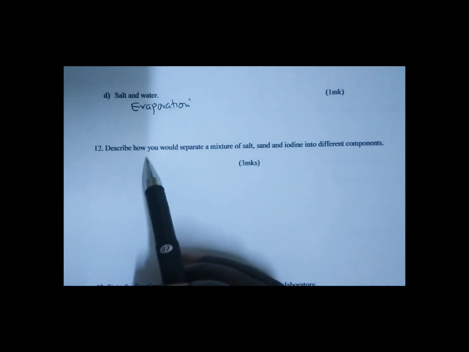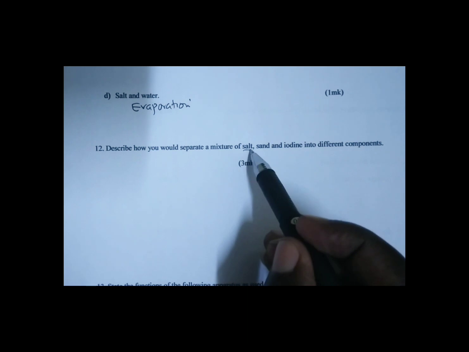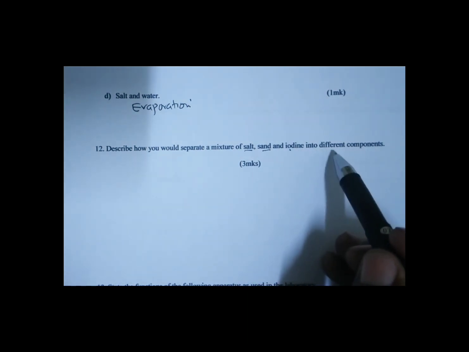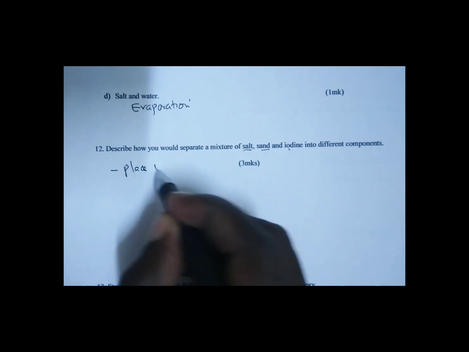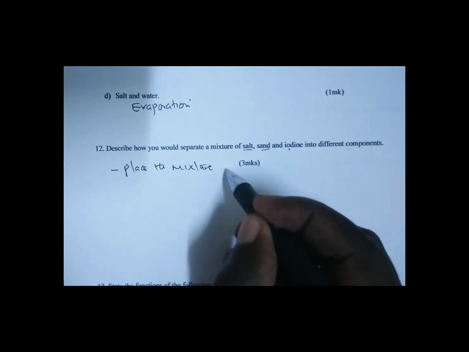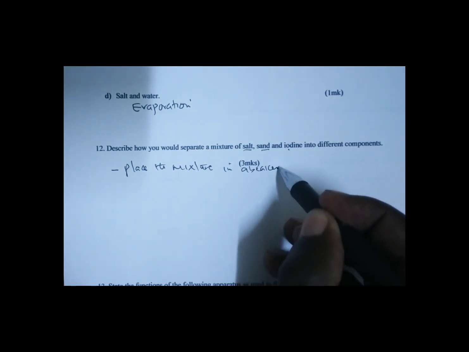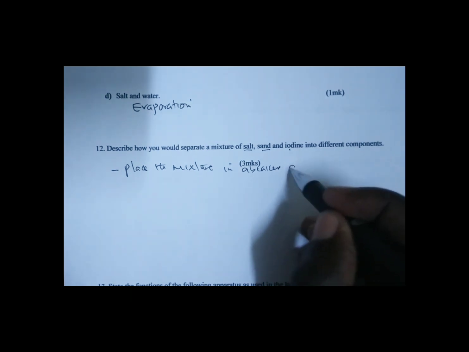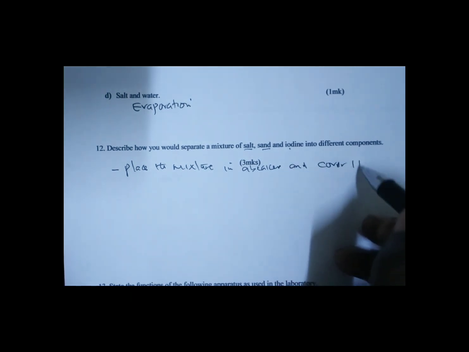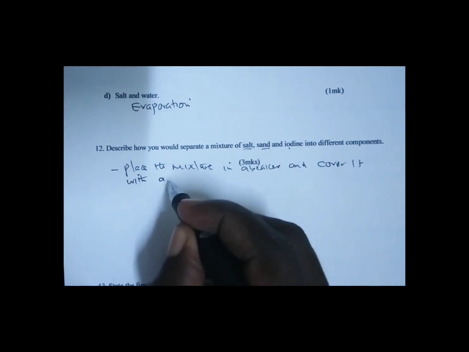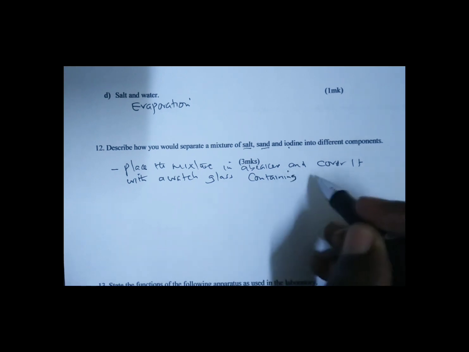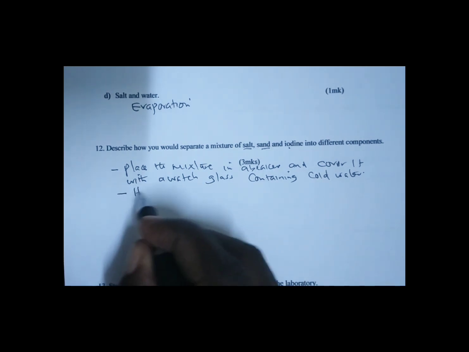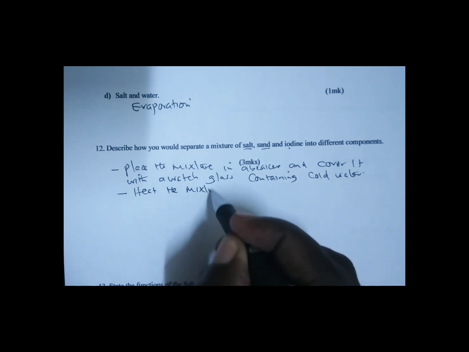Question number 12. Describe how you would separate a mixture of salt, sand, and iodine into different components. 1. You place the mixture in a beaker. After doing that, you cover it with a watch glass containing cold water. After that, you heat the mixture to sublimate.